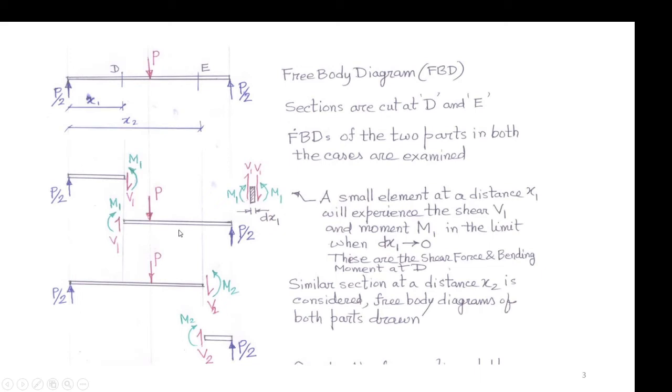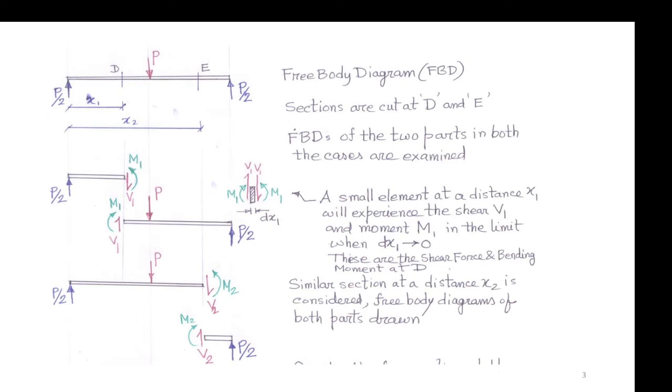If you do a similar thing for the right part and write the equilibrium equations involving M1, V1, P and P by 2, you will get the same result. In fact, you can tally and check that once you come to point D, either from the left part or from the right part, you get the same value. That ascertains it, because it was of course your assumption, so it has to be true, and it is true from equilibrium also.